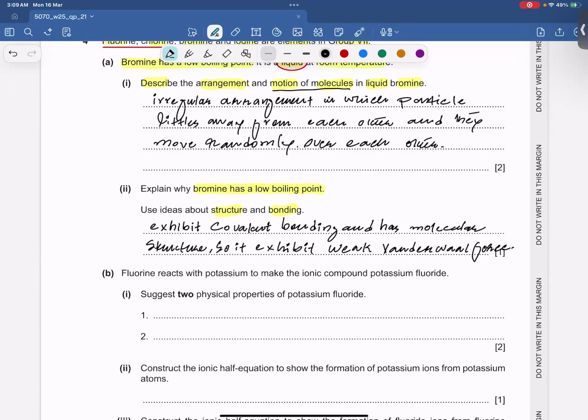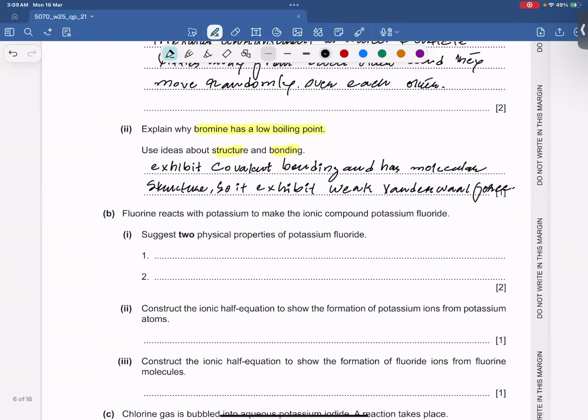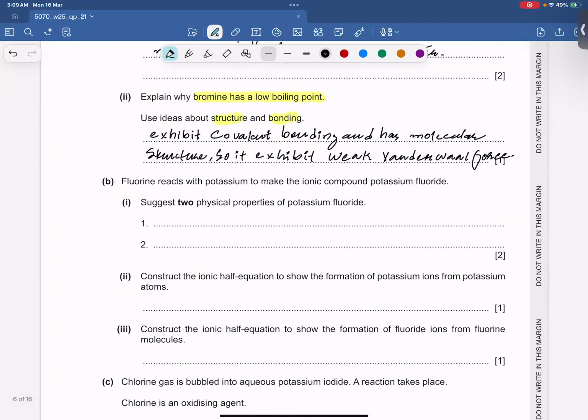Because intermolecular forces is what we usually tell students in ninth class, but in the 11th grade we usually talk about van der Waals forces, but it doesn't make any difference, all right? So either you can write van der Waals forces or you can write intermolecular forces, both are the same, and you will get marks on both terminologies.